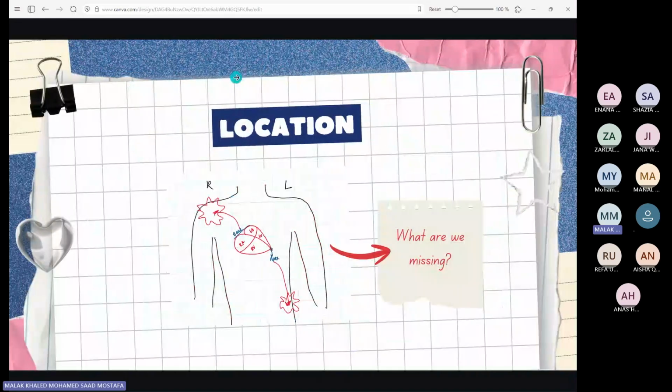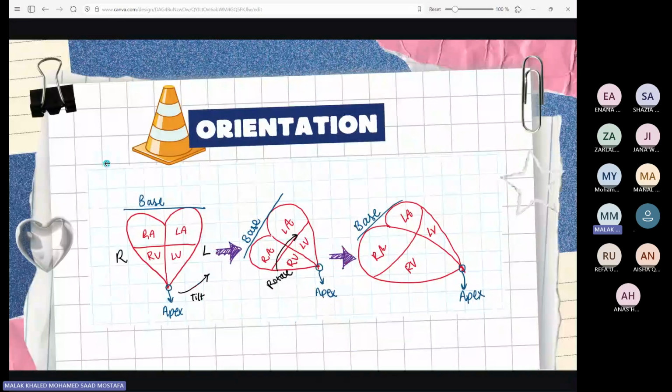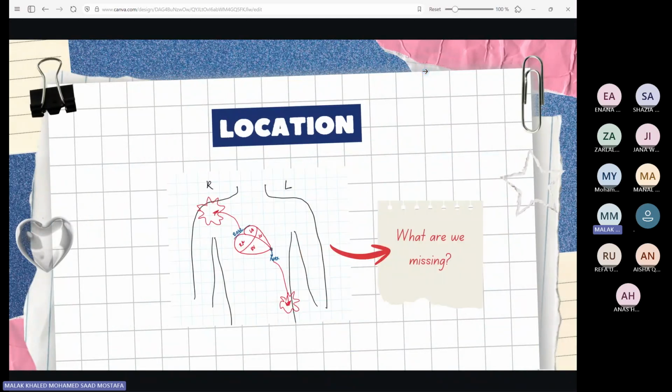This is a quick diagram to help you visualize how it looks. And the heart is cone shaped. So just like any cone, it will have a base, a flat base, and a pointed apex. If you put this in a person, the flat base is towards your right shoulder, and the apex is towards your left hip.